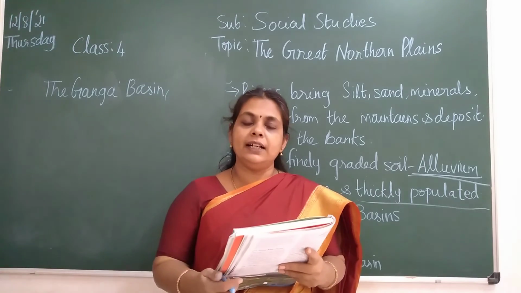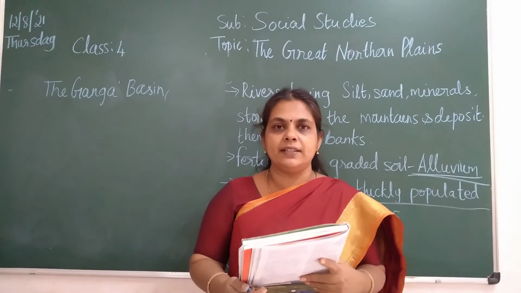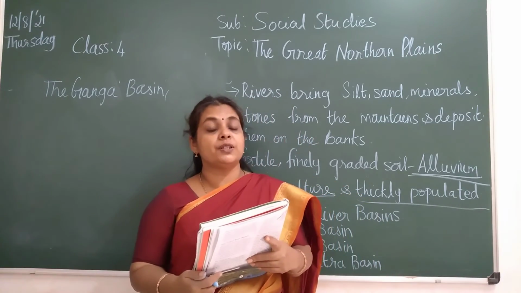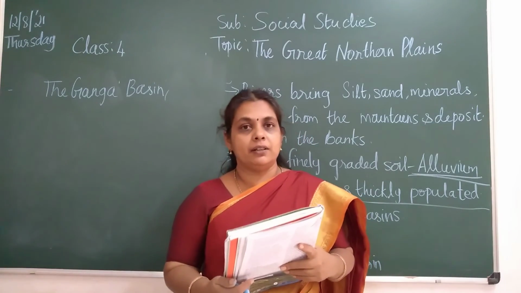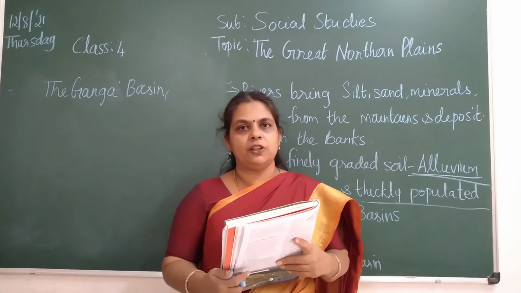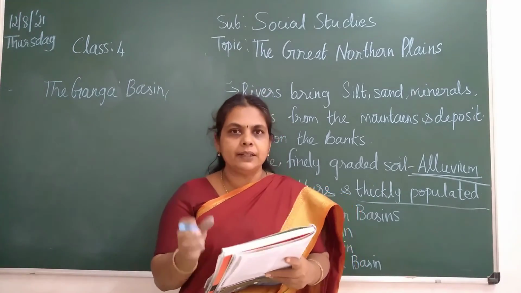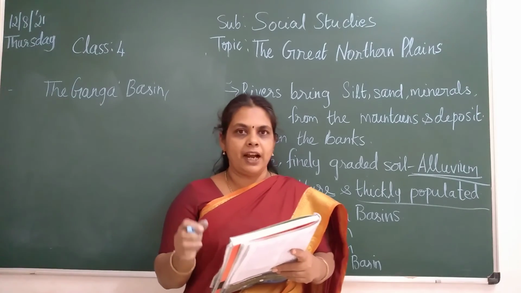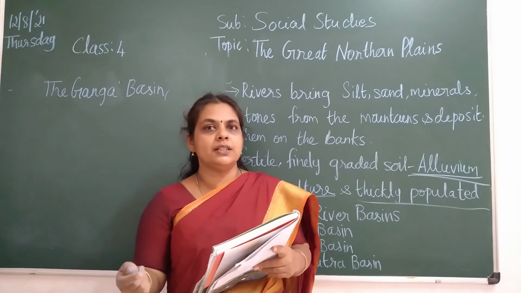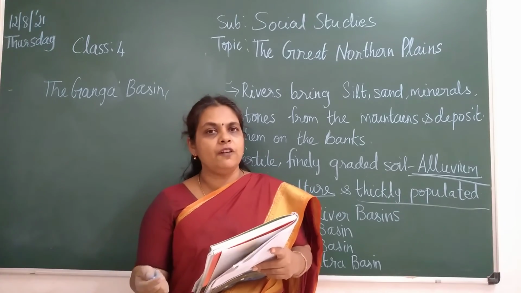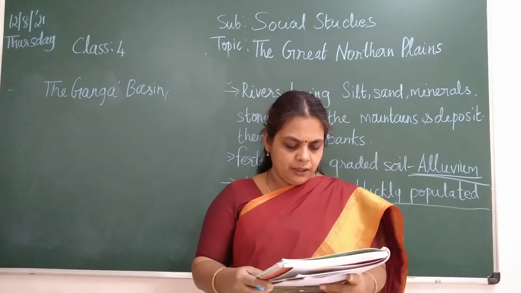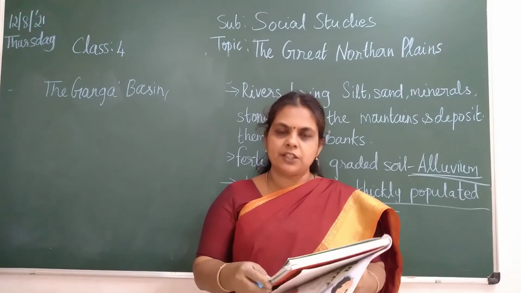And this Ganga basin is known as the food bowl of India, because it produces a large quantity of rice, wheat and sugarcane, children. Other crops are also grown, but these are the main ones. Rice, wheat and sugarcane. Uttar Pradesh is the leading producer of sugarcane in India, children. Okay, those are the main crops.